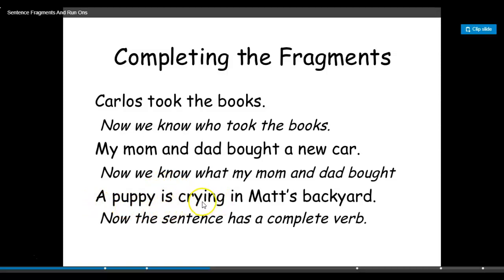This one we fixed very simply by completing the verb. Crying is something that we do. We've always been told that verbs are things that we can do. But it was missing this very important word here. Now our sentence reads, a puppy is crying in Matt's backyard. Now that sentence is complete.